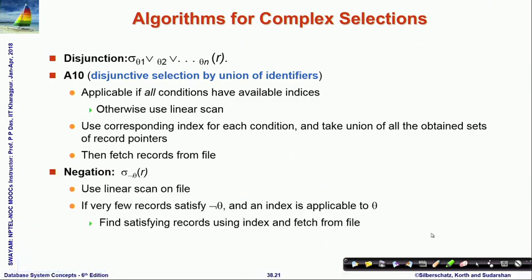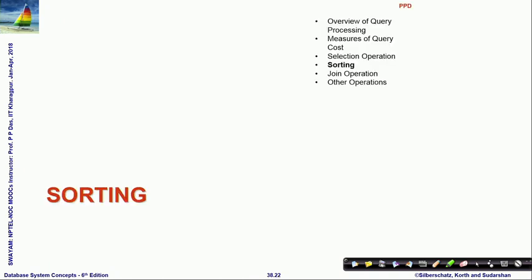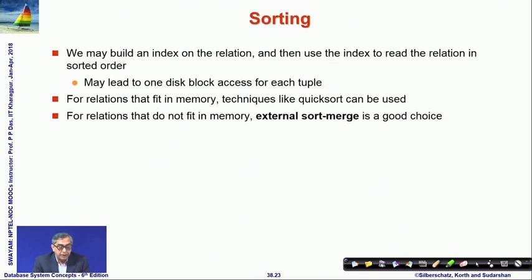Negation of a condition could also be done, but it usually requires a linear scan on the file; there is not much optimization that you can think of here. The next operation which is often required, maybe not explicitly but in terms of doing other operations, is sorting. If we have built an index on the relation, then we can use that index to read the relation in sorted order. This is what we have already discussed, that the B plus tree in-order traversal will always give you the sorted order.